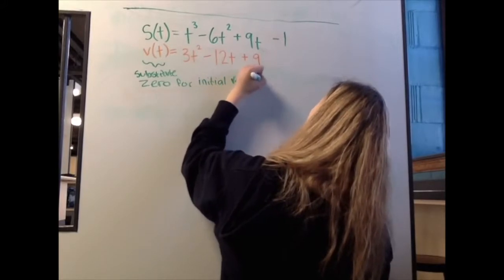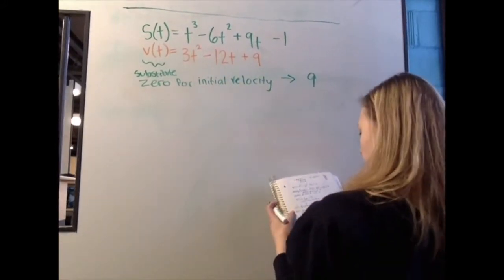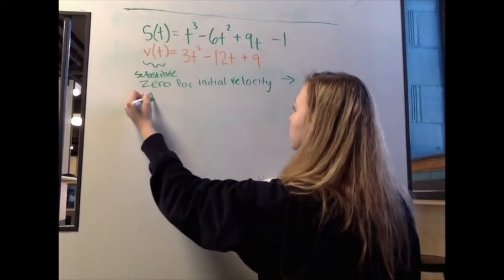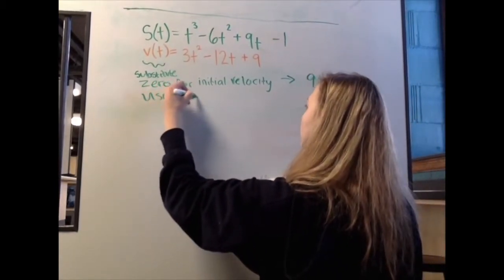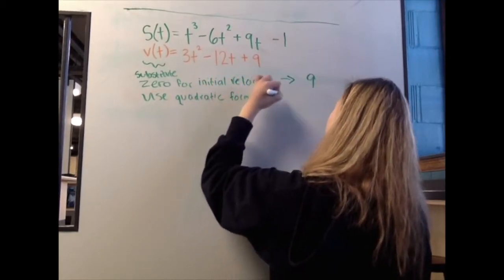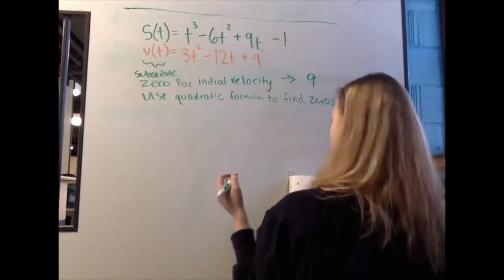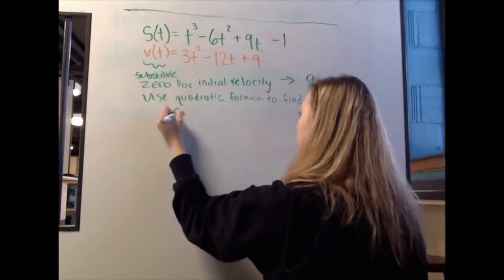The position function given is t cubed minus 6t squared plus 9t plus 1. And the velocity function is found by finding the derivative of that, which is 3t squared minus 12t plus 9. The initial velocity was found by substituting 0 for t, and that is 9.